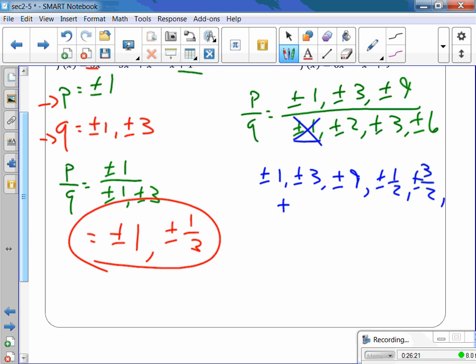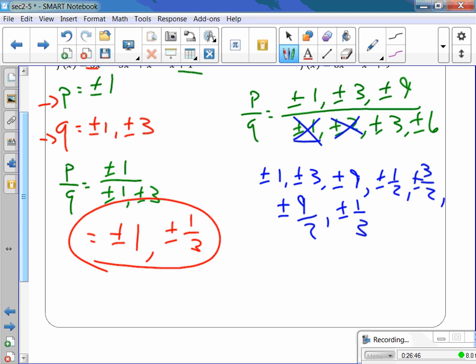I already got tired already, folks. Plus or minus 1/3, which we already have. The 3 over 3 gives us that 1, which we already have, so we skip that one. What else? Plus or minus 9 over 3, which is just 3, which we already have, so we've covered everything over the 3.